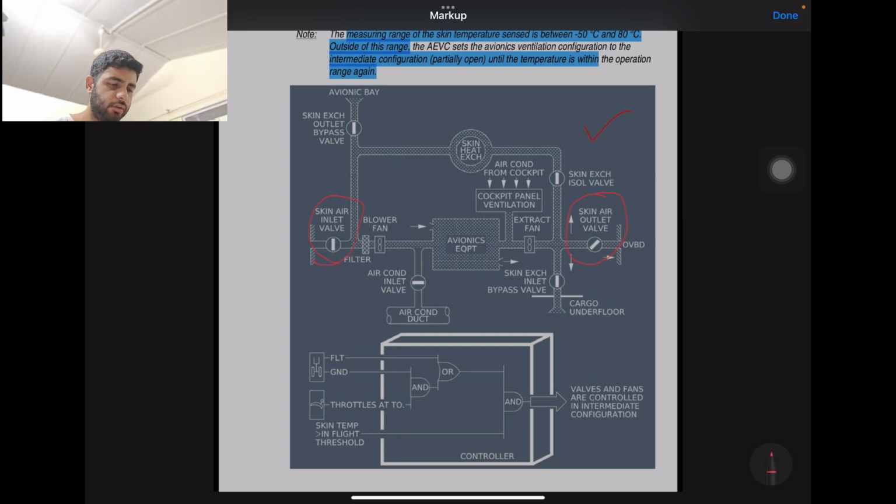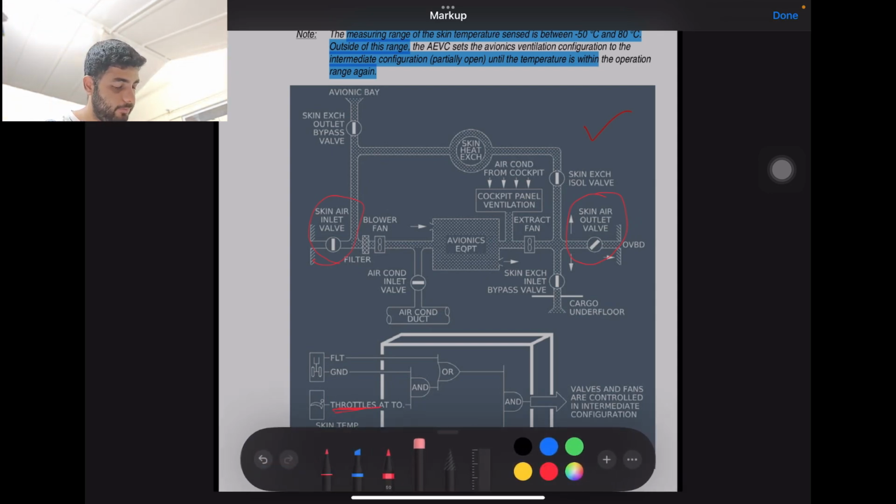Okay, so this is what your system looks like. Again, it says throttles out here. Airbus. Fabulous.